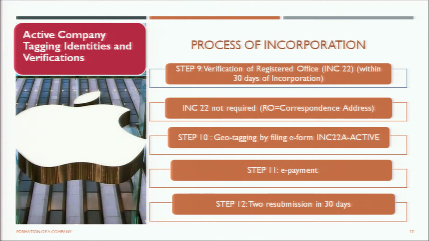Then the payment has to be made electronically. After the payment, the registrar of companies will process the form, and if any defect is observed, the defect will be communicated to the promoters of the company, and two resubmissions will be permitted in a period of 30 days. So 2 times the registrar of companies will intimate if there are any defects, and after 2 resubmissions, if the default is still not corrected, then the application may be rejected.